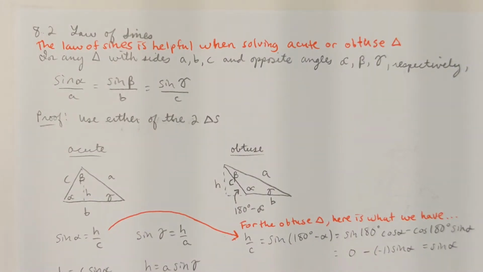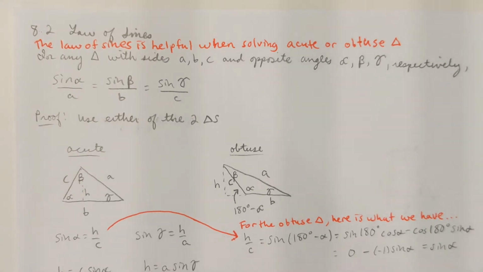Okay, we're going to start section 8.2, which is called the law of sines. The law of sines is sometimes helpful with solving triangles that are acute or obtuse. Of course, in the last section we focused on solving right triangles. And what I mean by solving a triangle is we want to find all three of the side measurements and then all three of the angle measurements. I mentioned this in the last video.